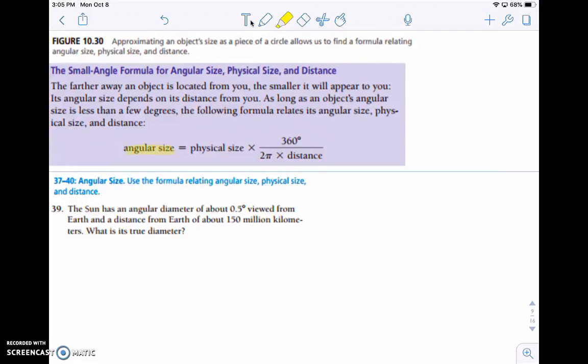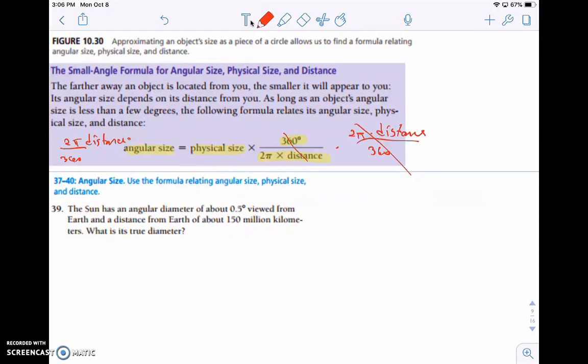The angular size is the physical size times 360 divided by 2 pi times the distance. Another thing that would be helpful is if you solve this for the physical size, you would just multiply by the reciprocal of that. So you multiply by 2 pi times the distance over 360, and those would cancel, and that would be the physical size. So you can go both ways here.